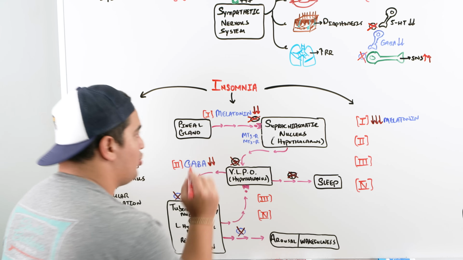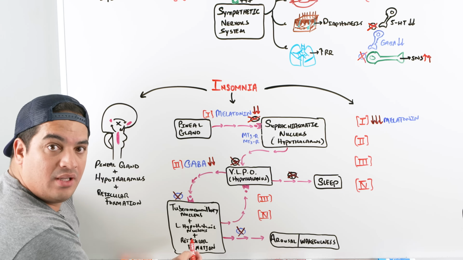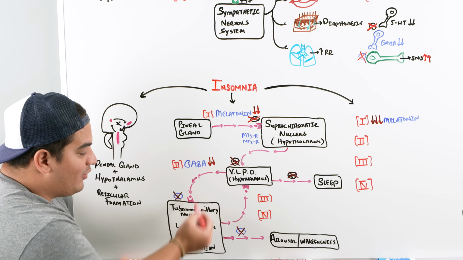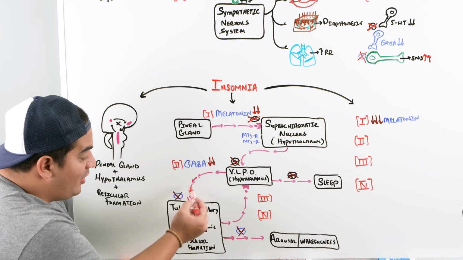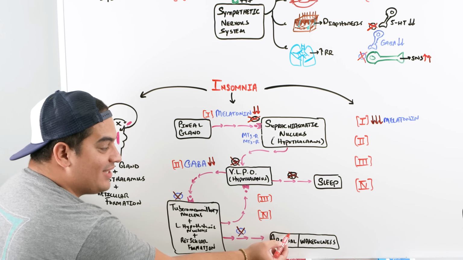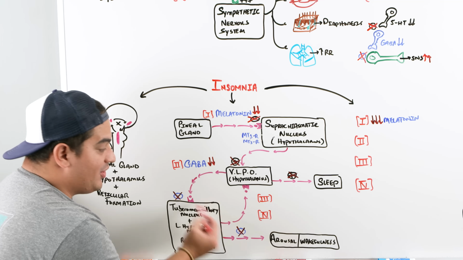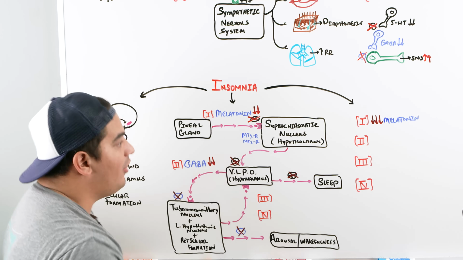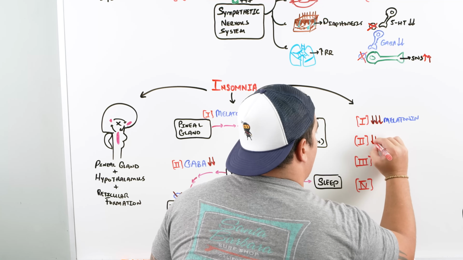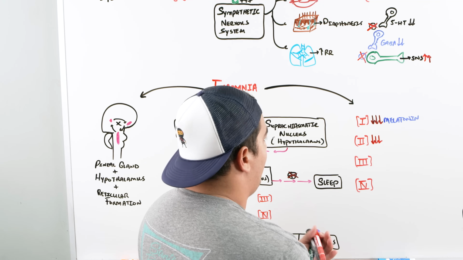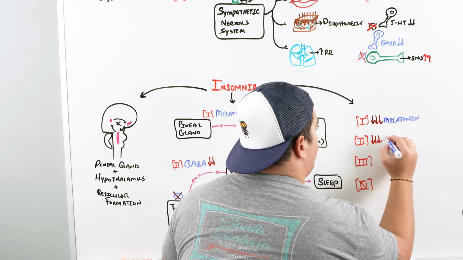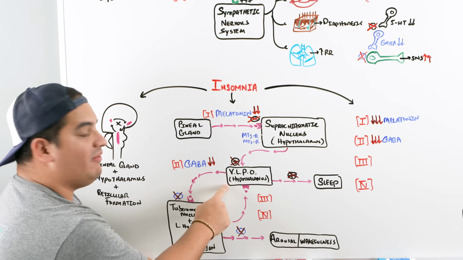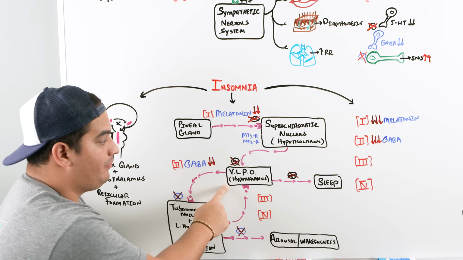Because GABA is essential for being able to suppress the reticular formation and suppress the posterior hypothalamus. If we have low GABA levels, will we be able to suppress this anymore? No. So you can't suppress arousal and wakefulness, and you won't be able to promote sleep. So there's another particular problem, is low levels of GABA. So if you have low levels of GABA and low levels of melatonin, the reticular formation will then be hyperactive and the VLPO will be inactive.